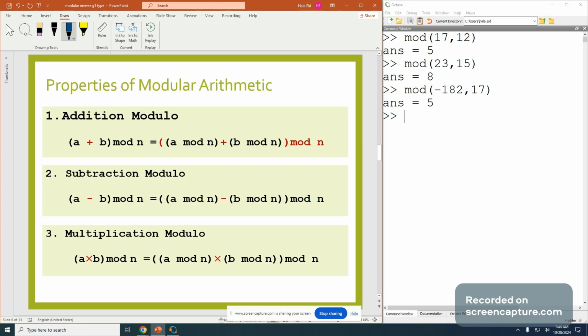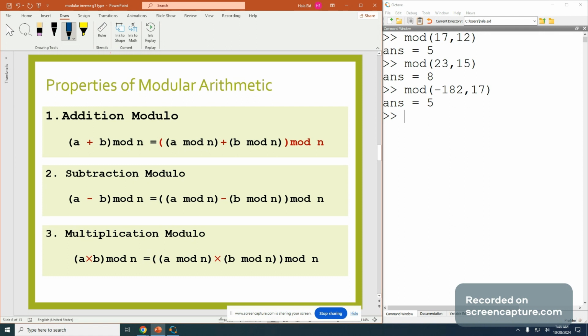All right, let's move on to properties of modular arithmetic. Addition, subtraction, multiplication, and later we're going to be talking about power. So here, these are just some properties that you should know, although you can do this without the property.